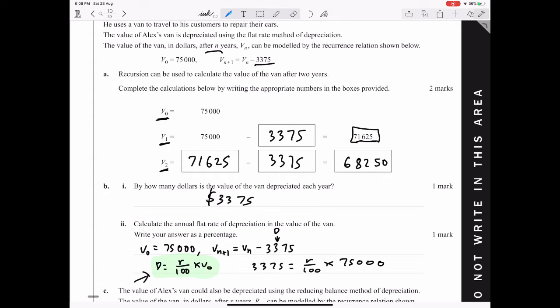Solve that on your calculator and you get R equals 4.5% per annum. So therefore that's your answer.